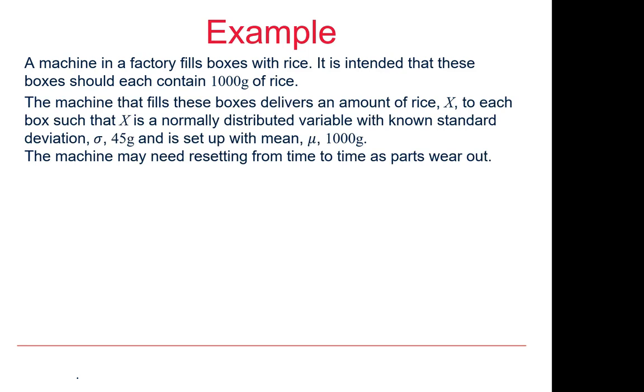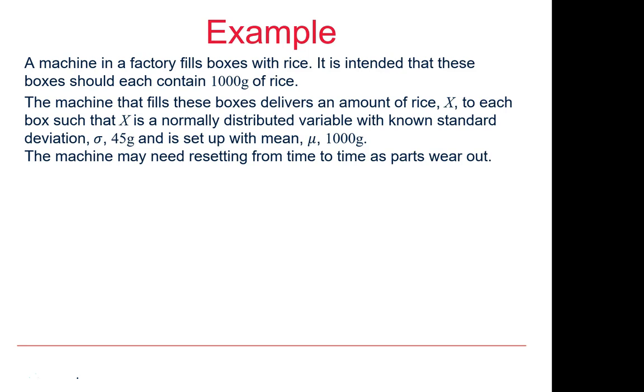However, the machine that fills the boxes delivers an amount of rice x, which is a normally distributed random variable, and the known standard deviation is 45 grams and the machine is set up to deliver a mean of 1,000 grams into each box. However, we're told the machine may need resetting from time to time as parts wear out.